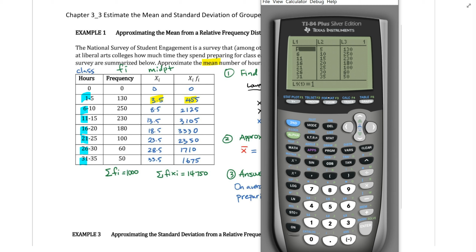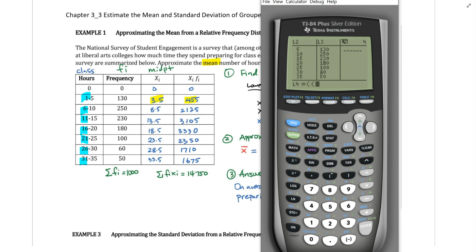Now in L3, I entered the frequency. I started with 130, and then 250, 230, 180, 160, and the last one, which is 50. Once I've done that, I'm going to find the class midpoint of the data in L4. We'll say the class midpoint is equal to the lower class limit plus the upper class limit, divided by 2, and then I add 0.5. So let's do that in one step in your calculator. I'm going to use a grouping symbol to tell the calculator to do the add first, and then divide, and then add.